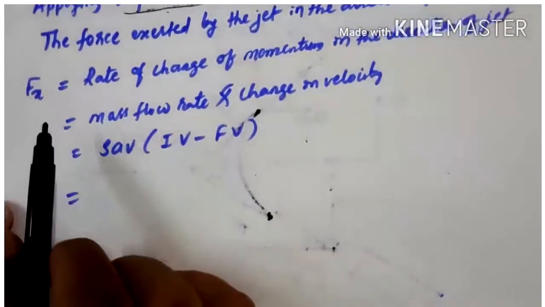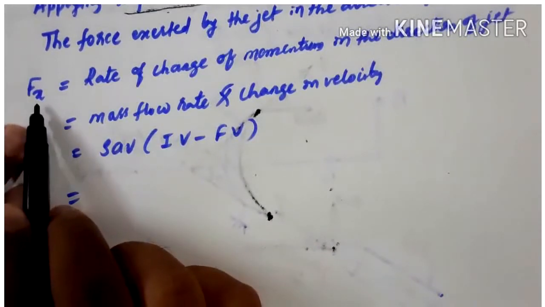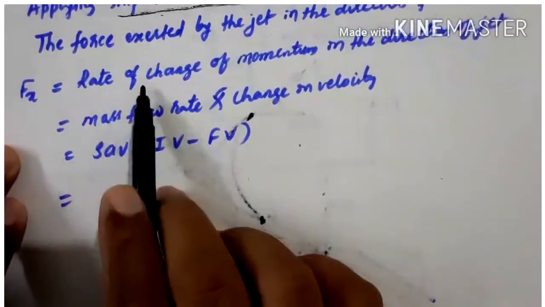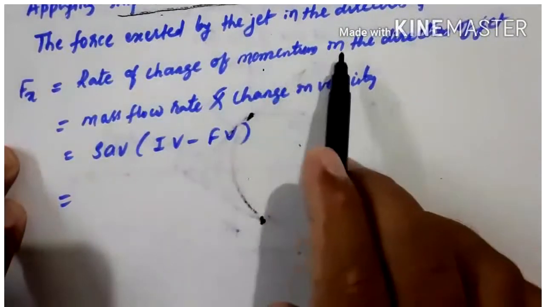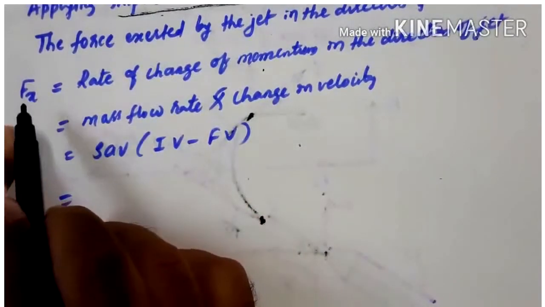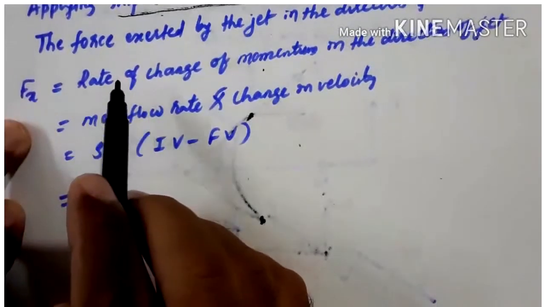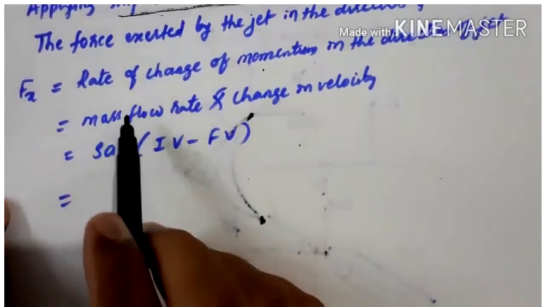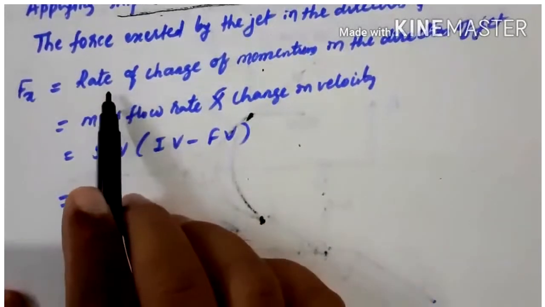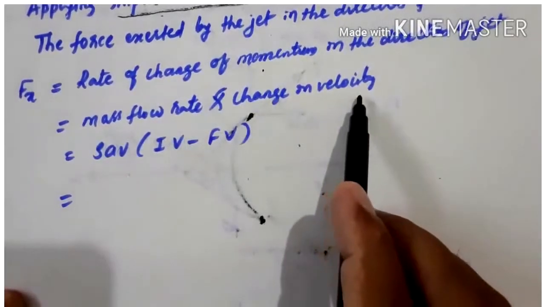Then here I am applying the impulse momentum equation. So we know the impulse momentum equation, that is Fx. Why am I taking Fx here? Because we want the force in the x direction. The x direction force can be calculated as the rate of change of momentum in the direction of the jet. Since the force is applying in the x direction, the momentum also we have to take in the x direction. Then what is the momentum? That is mass into velocity. Since we are taking it with respect to time, it becomes mass flow rate into change in velocity.